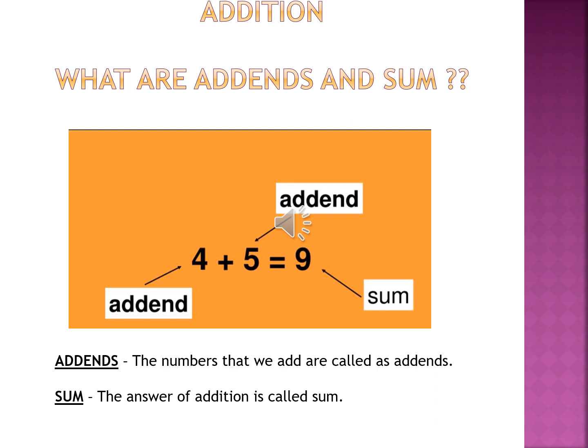Now, what are addends and what is the sum? The numbers that we add are called addends, and the answer of addition is the sum. So in this example, we have added two numbers, 4 and 5. So 4 and 5 are addends, and the answer is 9. So the answer of addition is called the sum. So the sum is 9.